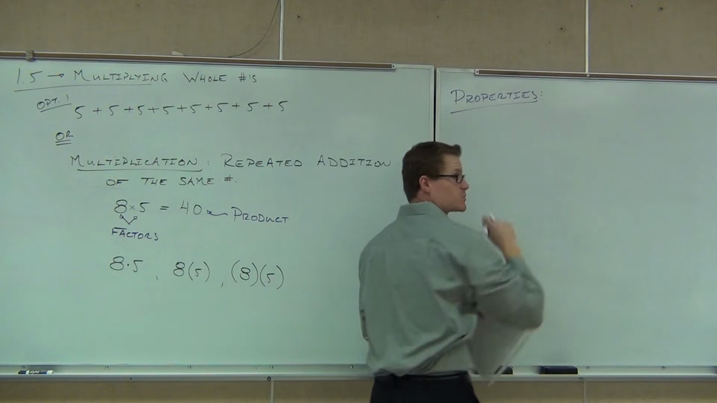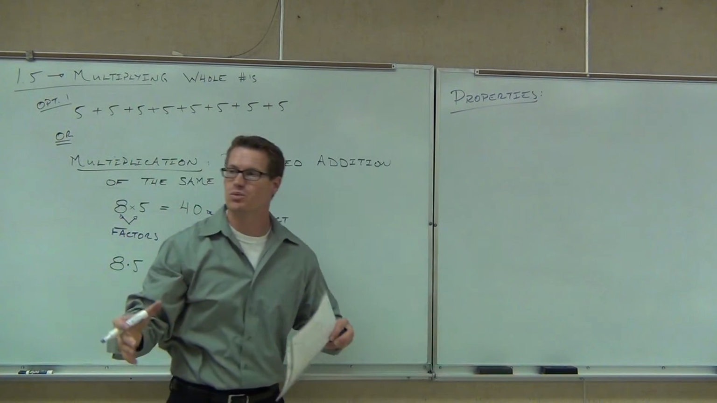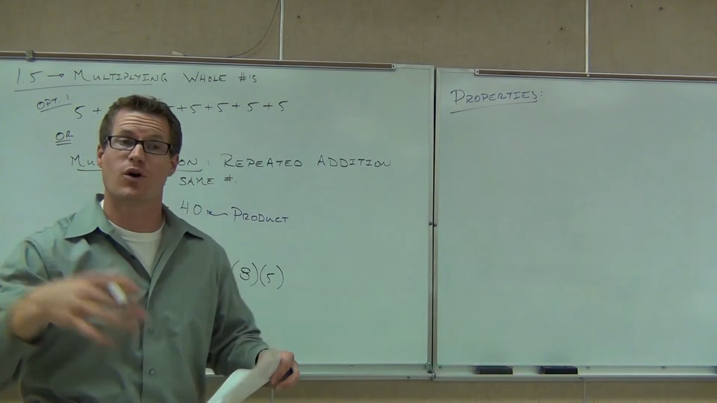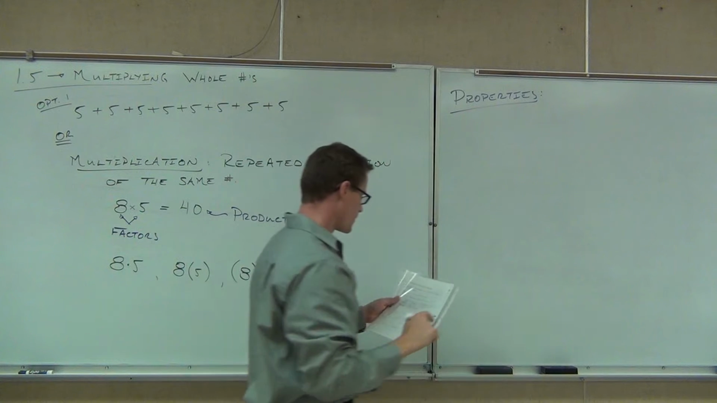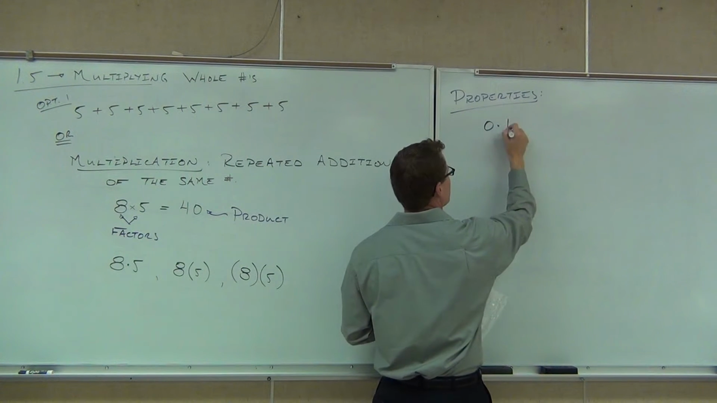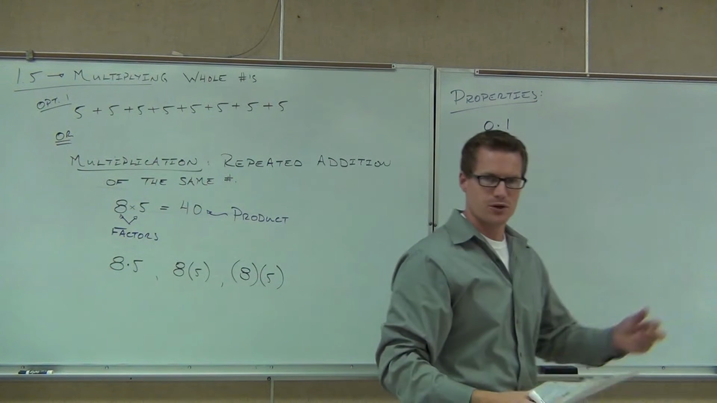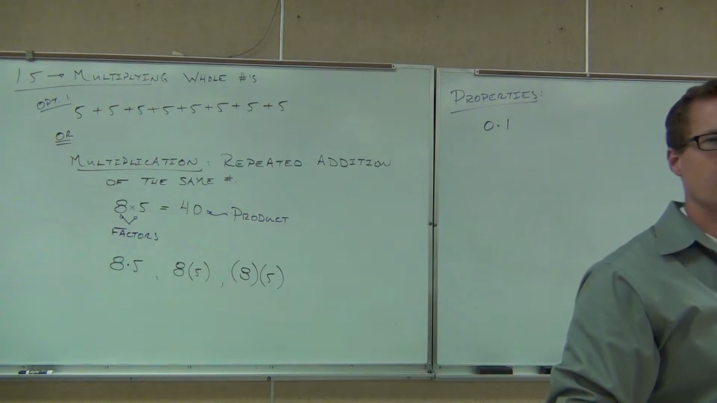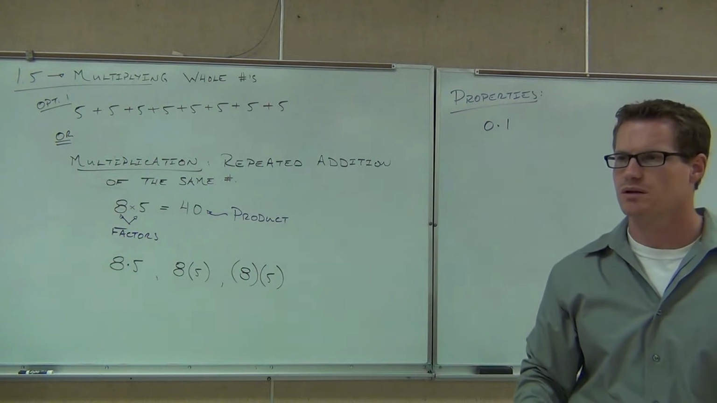And hopefully I'm going to draw some conclusions that are kind of interesting, and we're going to compare these to some other operations we've already done. First one's this. If I multiply 0 times any number, for instance 0 times 1, how much am I going to get? 0. Okay.